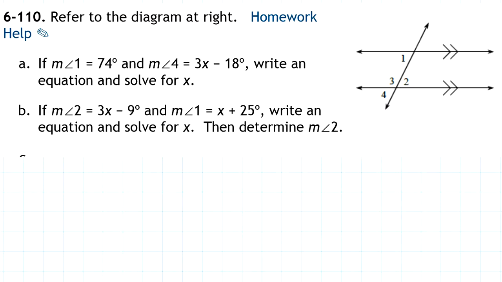So refer to the diagram at right. If the measure of angle 1 is 74 degrees and the measure of angle 4 is 3x minus 18 degrees, write an equation and solve for x.